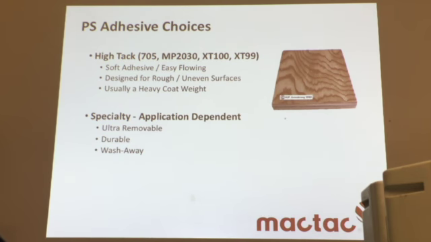And then there's specialty adhesives. Durable, there's wash away. And durable would be where it's going to be applied and stuck for the life of the product. Think of your lawnmowers. Think of any equipment that has labels on it. That would be a durable type adhesive, designed for a long-term stick and high temperature range.